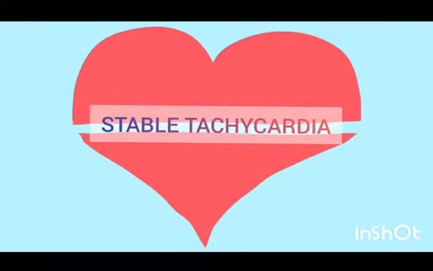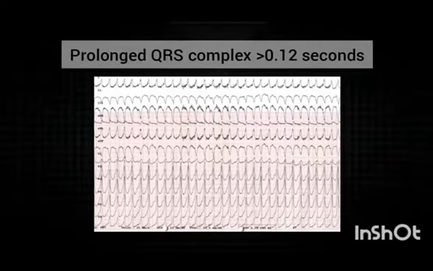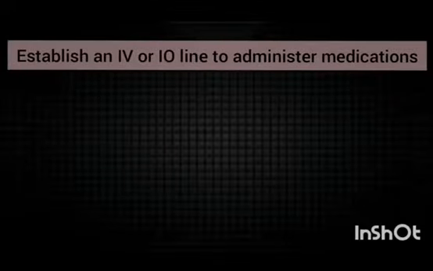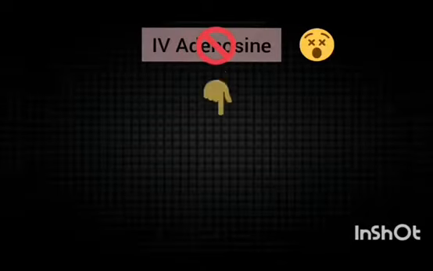Stable tachycardia. Stable tachycardia can be divided into two types: prolonged QRS complex and normal or narrow QRS complex. For management of a prolonged QRS complex of more than 0.12 seconds, for example in ventricular tachycardia, first we establish an intravenous or intraosseous line to administer the medication. In this case, adenosine is not given.